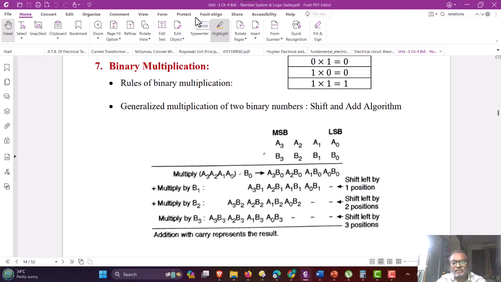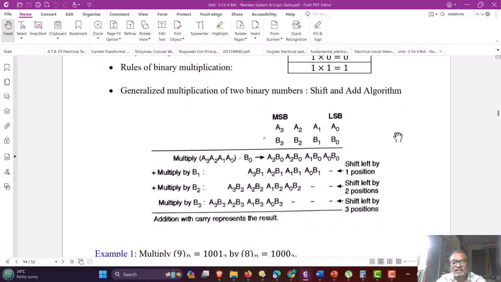This multiplication algorithm is also called the shift and add algorithm, with which we are very familiar in the decimal number system. Now let us see how to apply this generalized algorithm to binary multiplication. Suppose the first number is A, with four bits A0, A1, A2 and A3, to be multiplied by the multiplier number B, that is B0, B1, B2, B3.